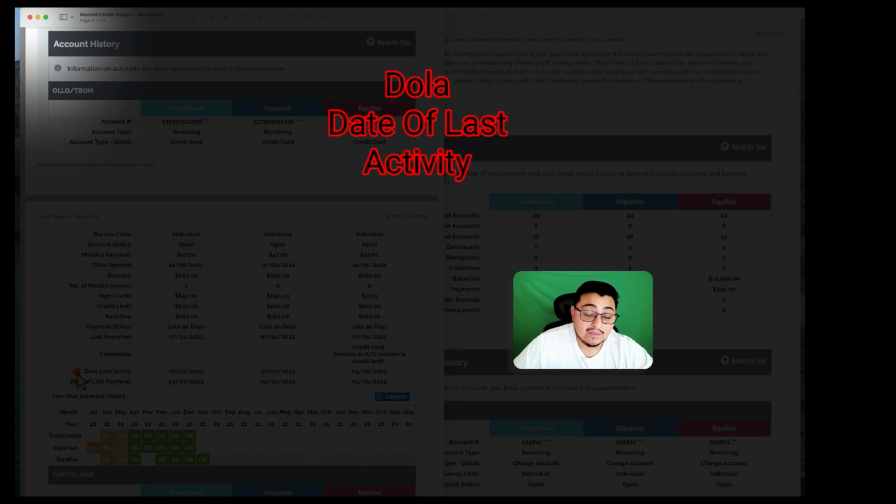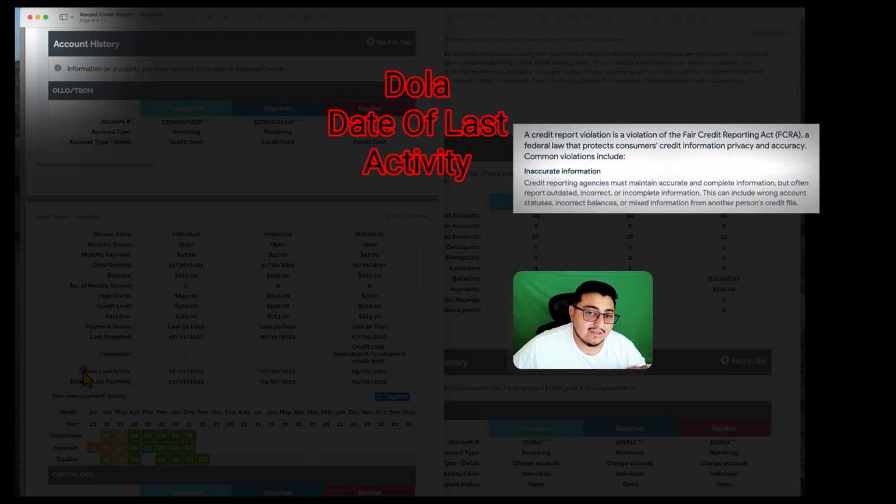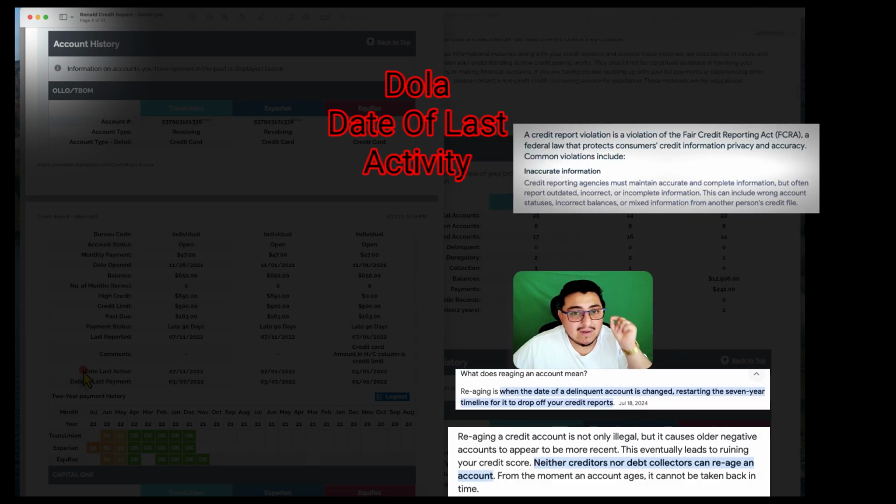This is a very powerful tool, because your DOLA date is significantly huge, because not only are they violating the Fair Credit Reporting Act, but they are re-aging the statute of limitation that a junk debt buyer or the creditor can come after you or sue you in court. So this is why it's very important to pay attention to this detail or this date.